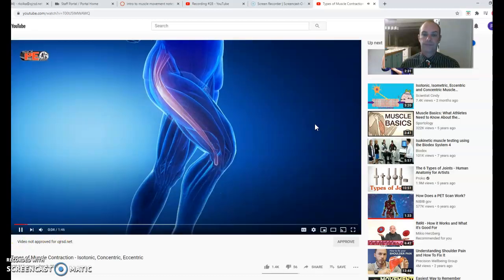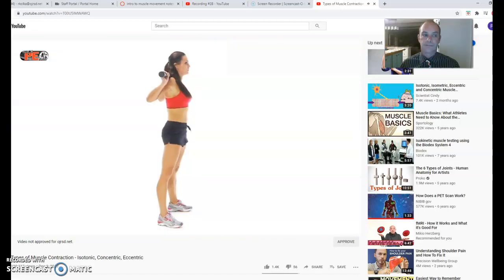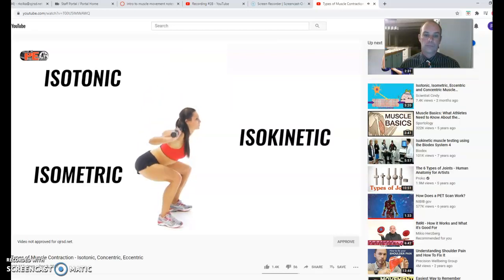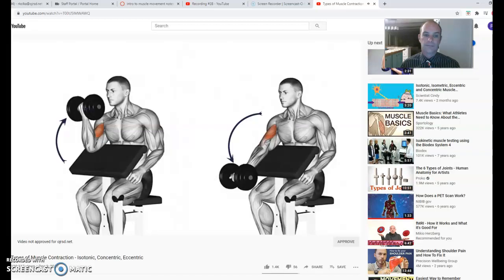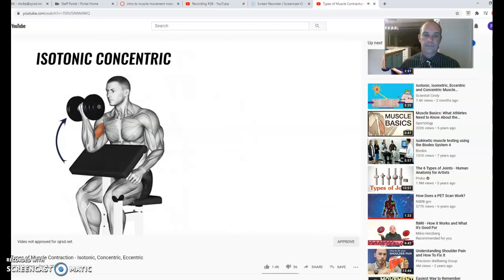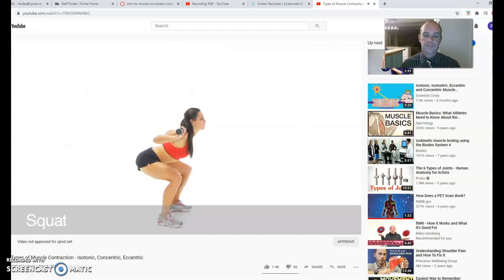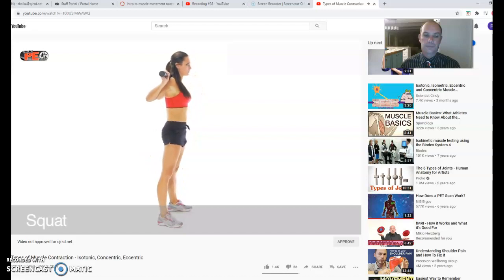In order to produce movement, our muscles contract and must either shorten, lengthen, or remain the same length. Muscle contractions can be divided into three categories: isotonic, isometric, and isokinetic. Isotonic contractions occur when a muscle changes length whilst contracting. There are two types of isotonic contractions: isotonic concentric and isotonic eccentric. Isotonic concentric contractions occur when a muscle shortens under tension. An example of this would be during the upwards phase of the squat. The quadriceps muscle group, working as the agonist, contract and shorten under tension, causing extension at the knee.